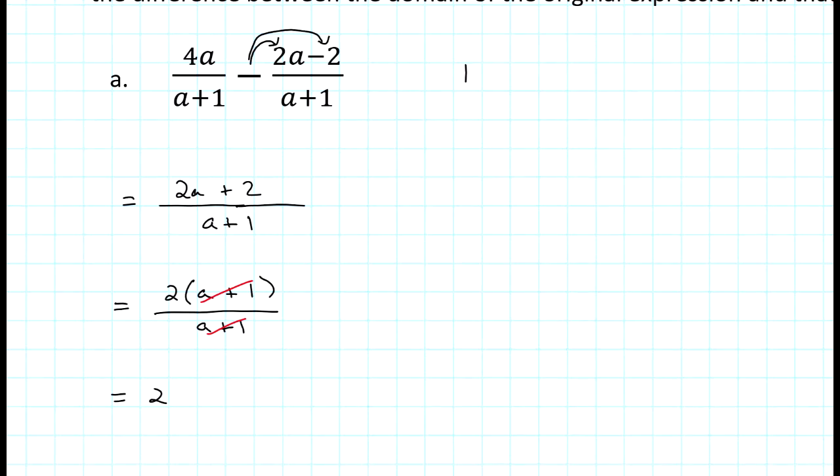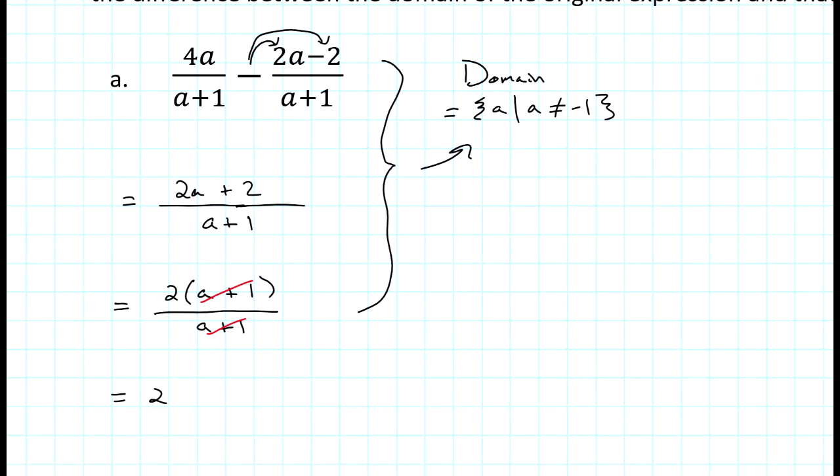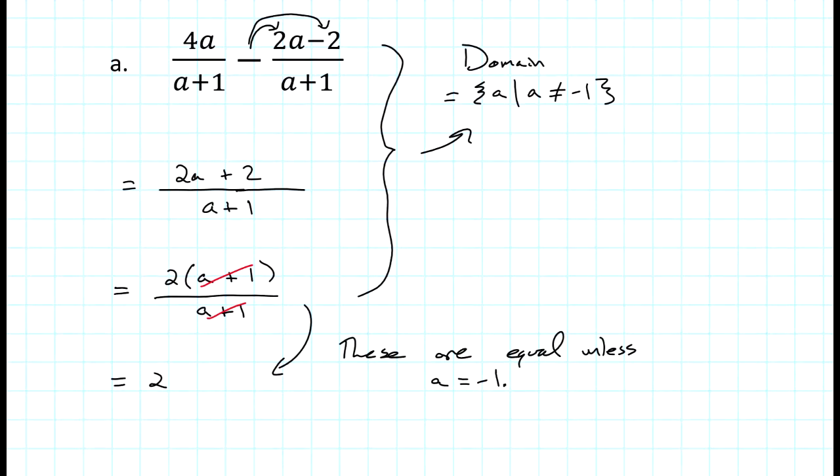So the domain of the original subtraction equals the set of a values such that a does not equal negative 1. And that doesn't change at all for the first 3 steps. It's not until the last step where we get a domain change. And we can say that these are equal unless a equals negative 1, where they are no longer the same because we cancel that a plus 1 out of the denominator.